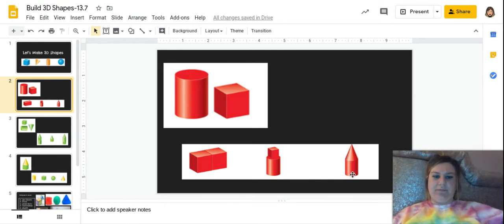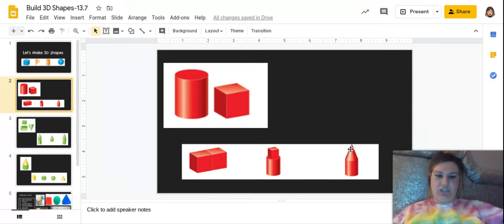What about here? What do I see here? I notice there's a cylinder on bottom, but what's stacked on top of this shape? A cone. Do I have a cone? No. So I could not build this if I only had one cube and one cylinder.